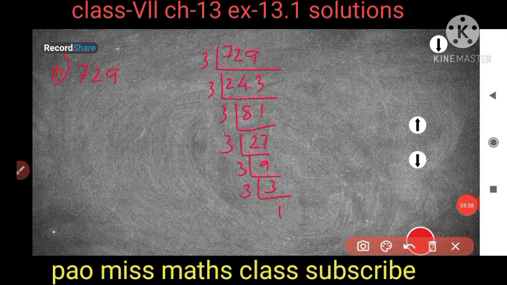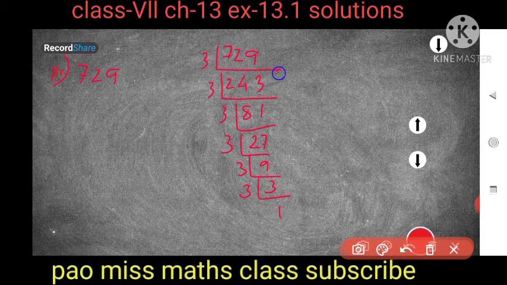So here you can see 729, isn't it? So 729 is not divisible by 2, isn't it? So it is divisible by what? 3. Okay, it is divisible by 3. So how many times? 243. Now again 243 is not divisible by 2, is it? So it will again be divisible by 3. How many times? 81.